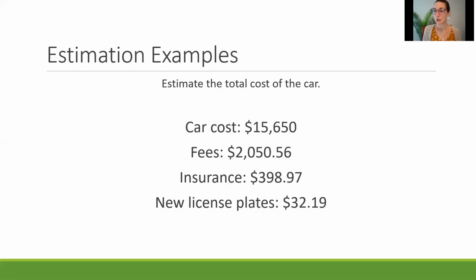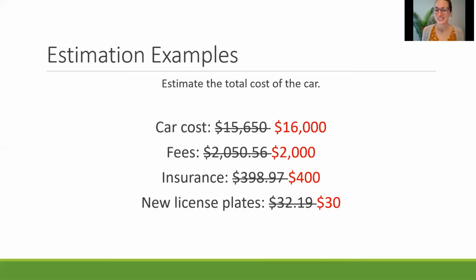So if we first start by rounding these values, and then get an estimation by adding them all together with the rounded values that are a little easier to work with, we'll get an idea of about how much we'll pay for this car, although it won't be the exact precise number. So you can see here our old values I've switched over to new values that are easier to work with. For 15,650, I went ahead and just made that an even 16,000.